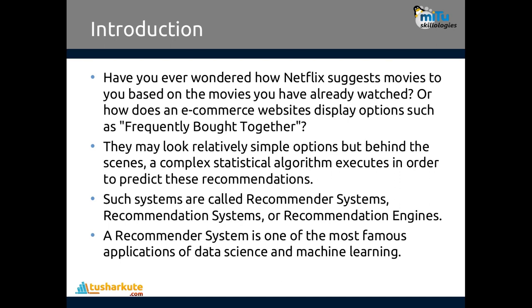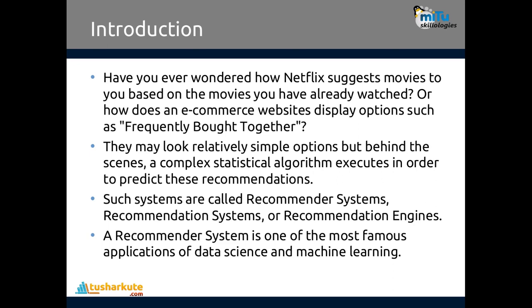Let's start. You might have seen Netflix suggesting movies based on the movies that you have already watched, or an e-commerce website that displays an option "frequently bought together". They may look like relatively simple options, but behind the scenes a complex statistical algorithm executes in order to predict these recommendations. Such systems are called recommender systems, recommendation systems, or recommendation engines.